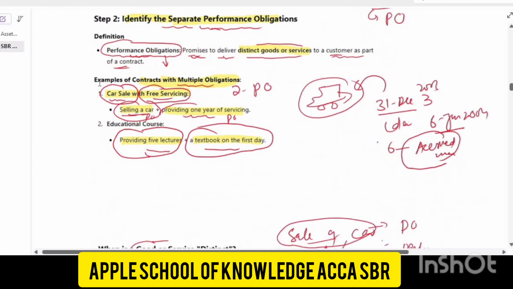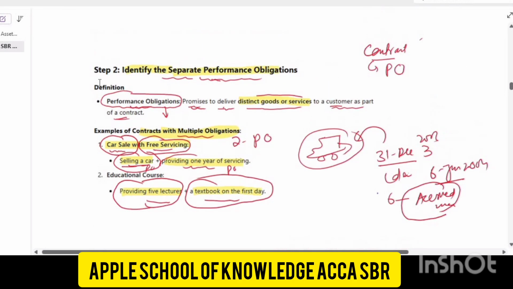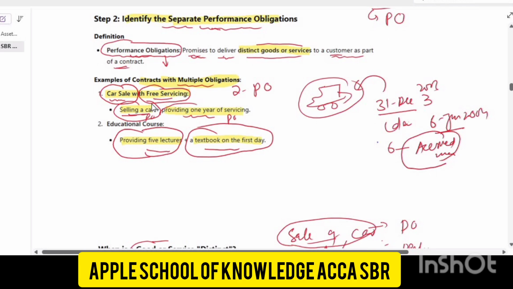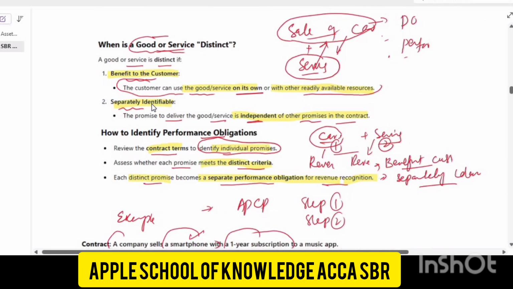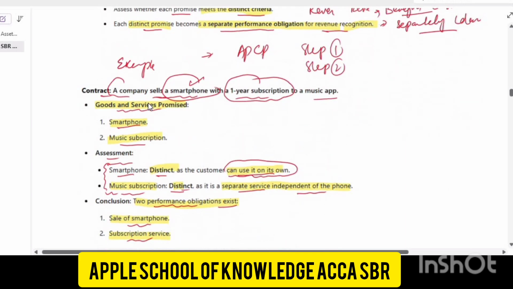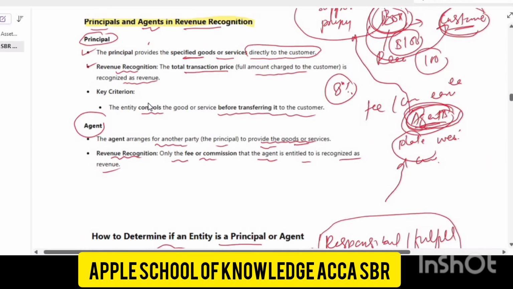Then we have also discussed in detail how to identify the separate performance obligation. Then we have already discussed that goods or services may be distinct or may not be distinct. So when you have distinct goods and services, then you have to recognize the revenue for that performance obligation.